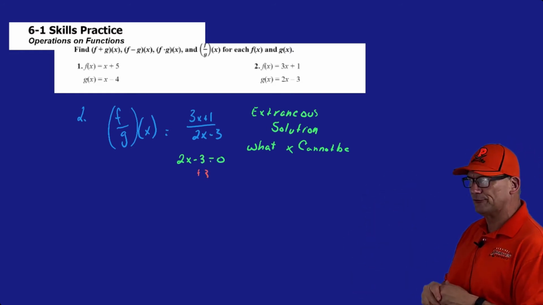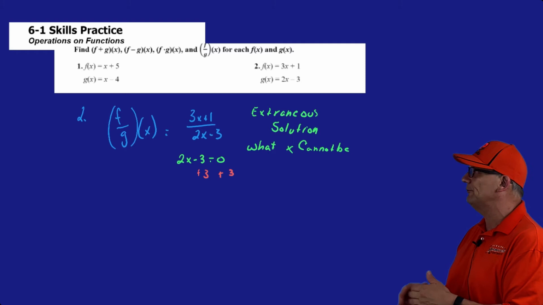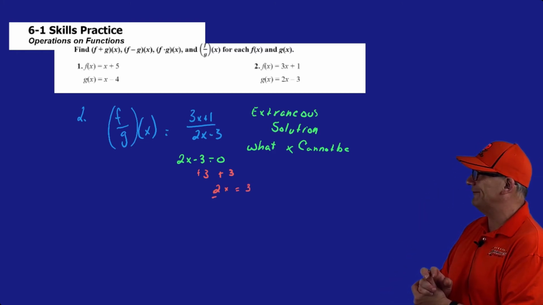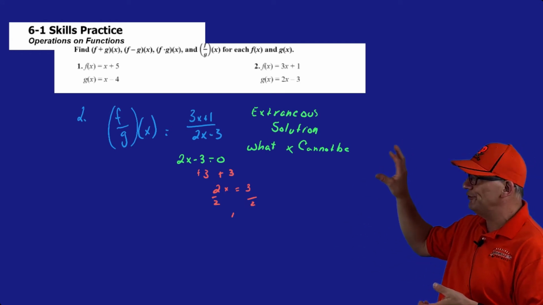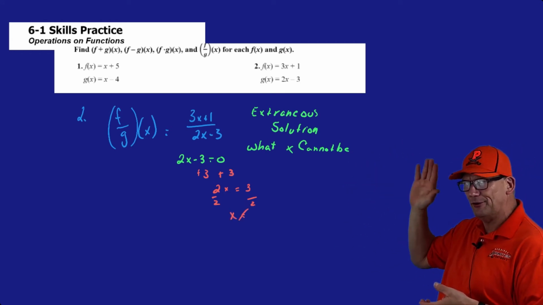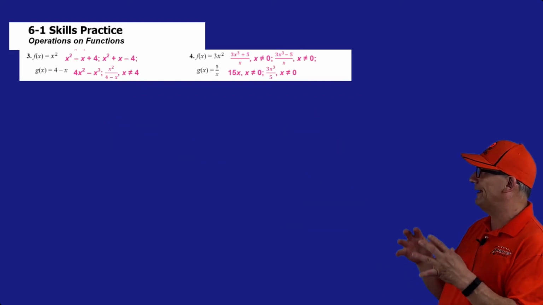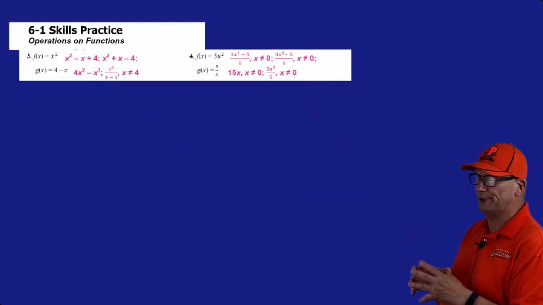So when I set it equal to 0, I add 3, divide by 2. So x cannot be positive 3 over 2. If it is, then you don't write that as an answer. You would write no solution. So you have to make sure you hold on to that. What it cannot be is what's important here.